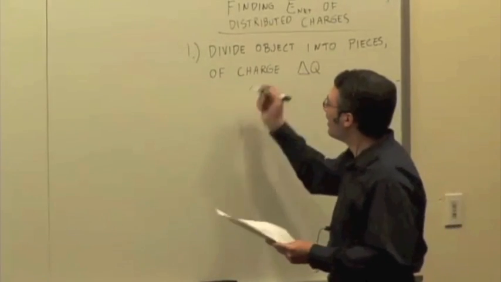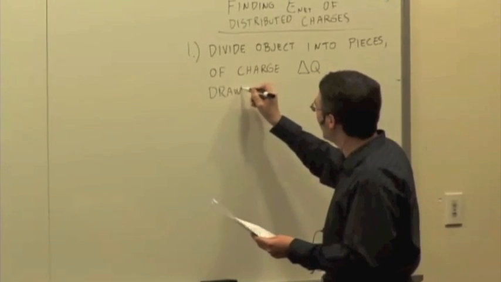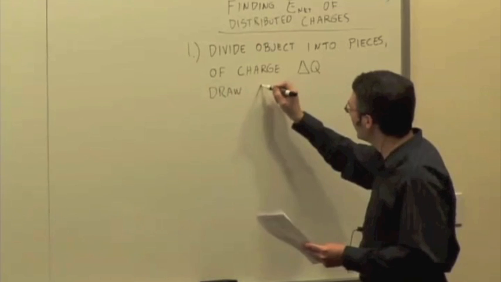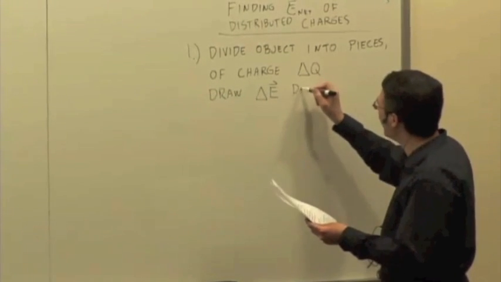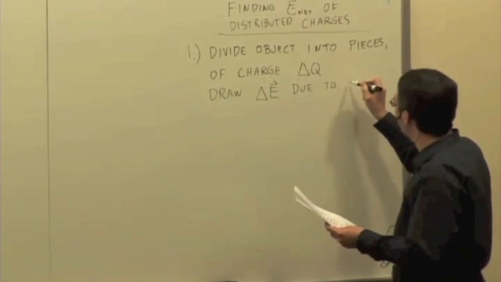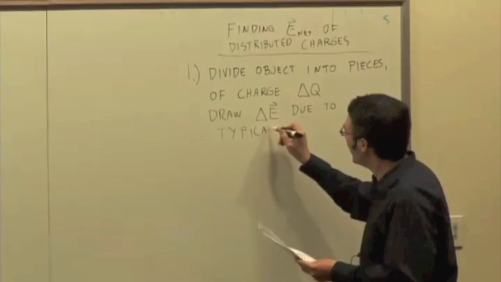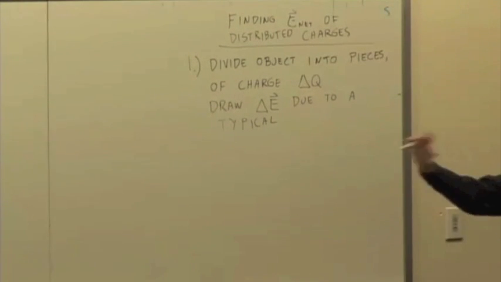Now, going along with that, you want to then draw the electric field due to the individual piece. We'll call that delta E. Okay, draw delta E due to a typical piece, just to get a sense of how one piece of it makes an electric field, and then we think about adding them up.